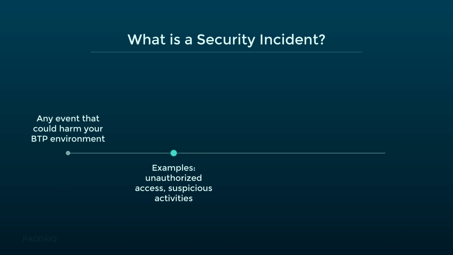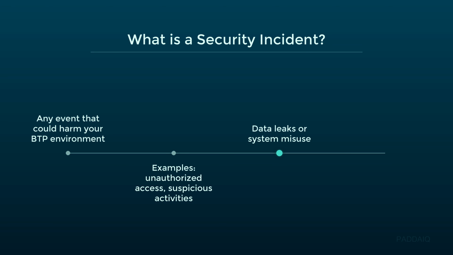Examples: unauthorized access, suspicious activities. This means someone gains entry to systems without permission or behaves in ways that suggest malicious intent. For instance, if an employee's account suddenly accesses sensitive financial data at 3 a.m. from another country. Recognizing these signs early is crucial for protecting your SAP BTP environment.